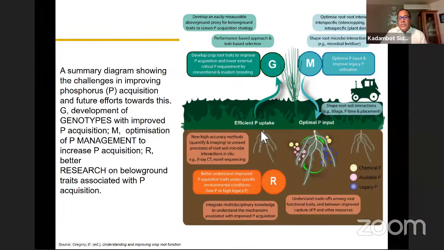So basically efficient P uptake and optimal input, and you can have accuracy, quantify imaging, unravel processes of the root, for example X-ray and CT scan, novel sequencing, better understanding of the acquisition traits, specific environmental conditions under low P and high P conditions, and integration of multidisciplinary knowledge: soil science, physiology, and genomics work. So we need to understand the trade-off among root functional traits between improved capture of P and other resources.